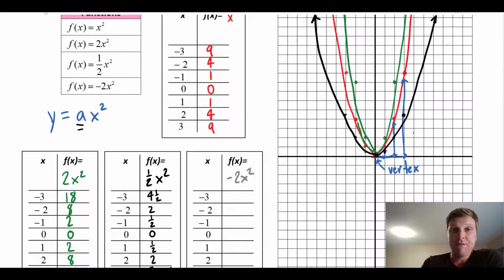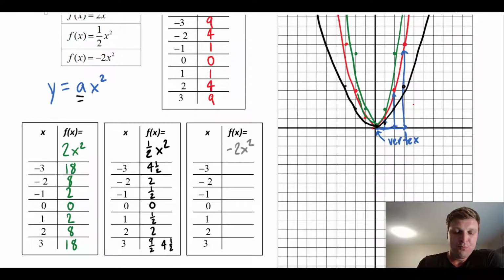So similar to this, this one we did in green, but what happens if we have a negative sign there? So negative 2x squared. 0 squared is 0 times negative 2, doesn't matter, still 0. 1 squared is 1 times negative 2 is negative 2. 2 squared is 4 times negative 2 is negative 8. 3 squared is 9 times negative 2 is negative 18. And we'll see the same symmetry going in the negative direction.